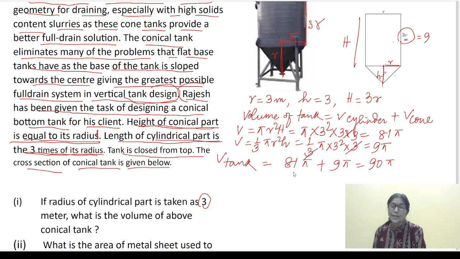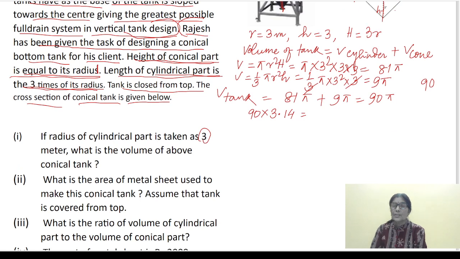Please observe how I am calculating so that you can also calculate easily. So 90 pi means, now I'll put the values. Pi is equal to 3.14. I am not putting 22 by 7 because 90 is not divisible by 7. So 90 multiplied by 3.14. You can multiply 90 by 3.14.